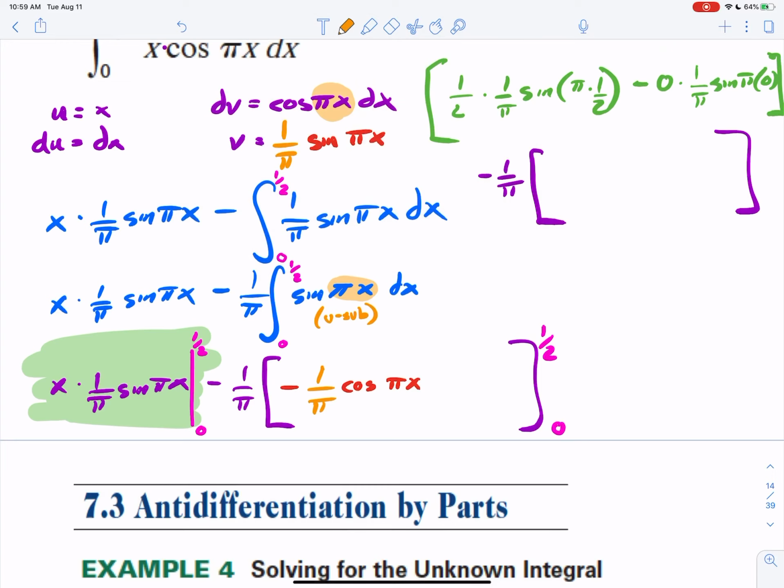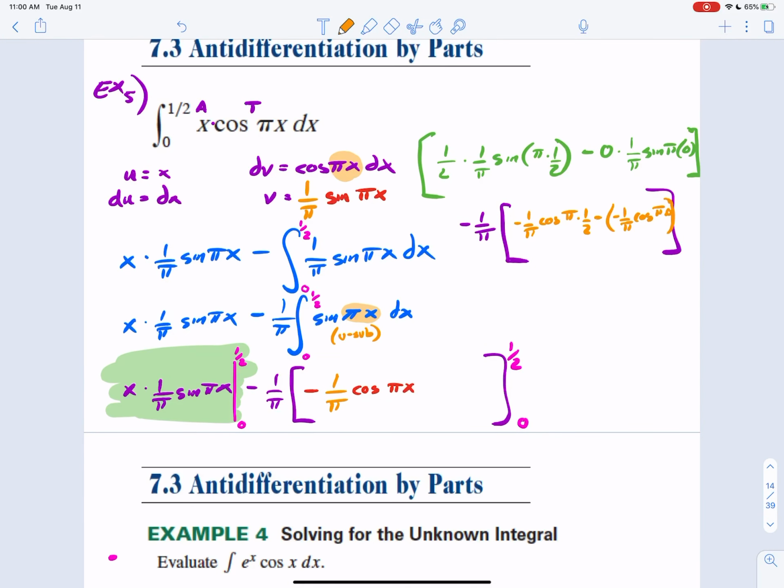Now in here, I'm going to have negative 1 over pi cosine of pi times 1/2 minus negative 1 over pi cosine of pi times 0. It looks gross, you guys, because there's a lot going on. But remember, they really don't care about this part. As long as you're plugging in upper minus lower, we could actually leave this problem as is. So you guys have an advantage because you already know the strategies to the AP exam. Although you have to write out a lot, you don't have to compute it.